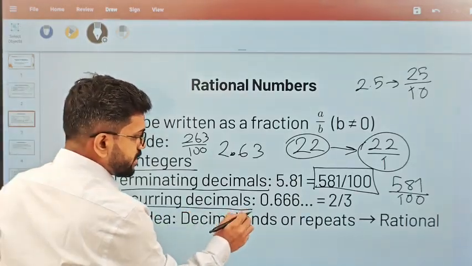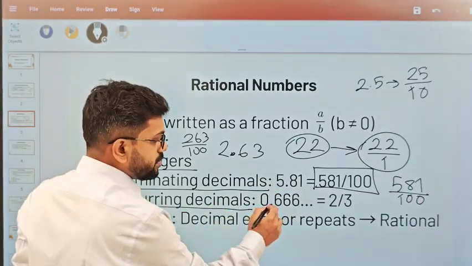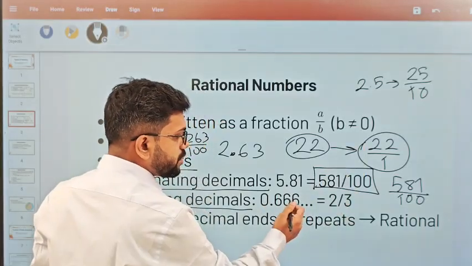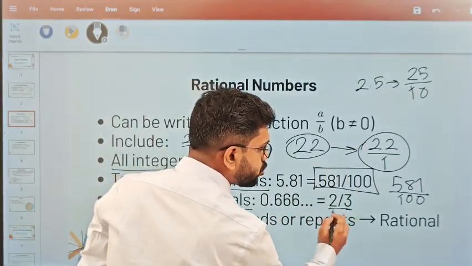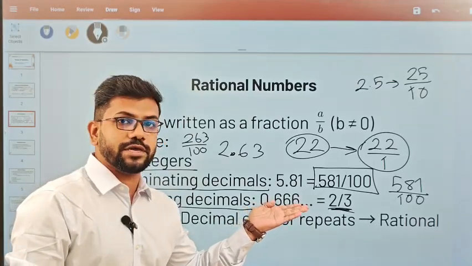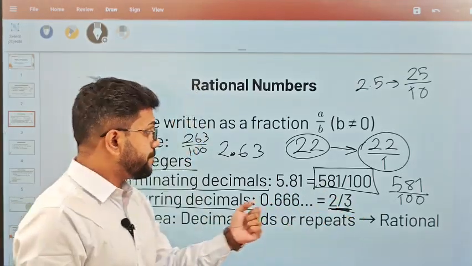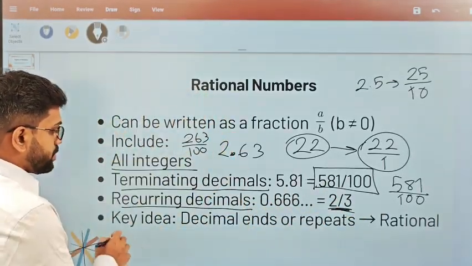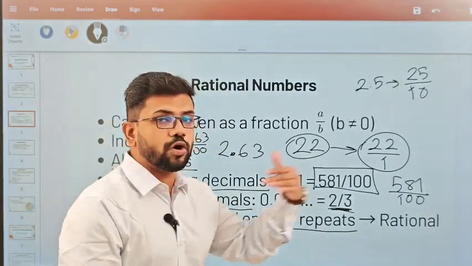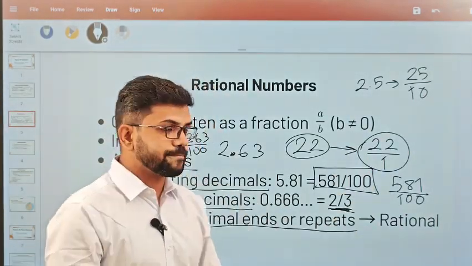All recurring decimals are rational numbers. Recurring decimal means you can see that it's 0.666 and it goes on. If you convert this into a fraction, it becomes 2/3. So since terminating decimals can be represented as fractions, they are known as rational numbers. The key idea here is decimals that end or repeat are basically rational.